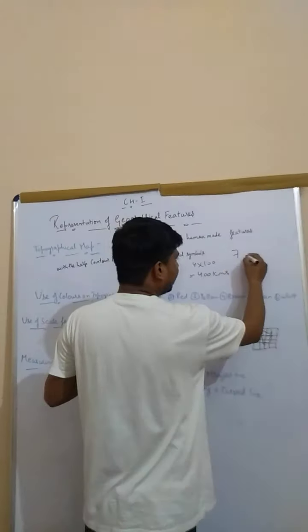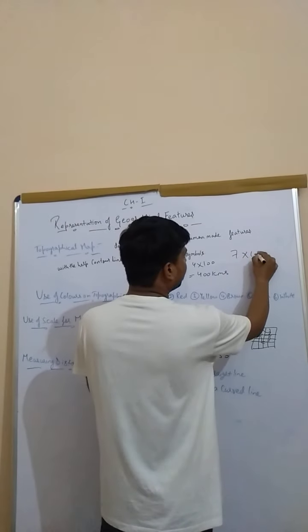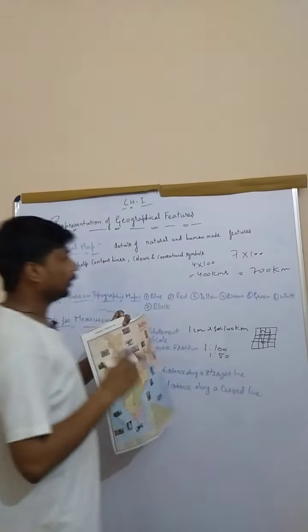So what is our scale? 1 centimeter equals 100 kilometers. So 7 into 100 kilometers. That's how we can measure the distance as 700 kilometers, right?